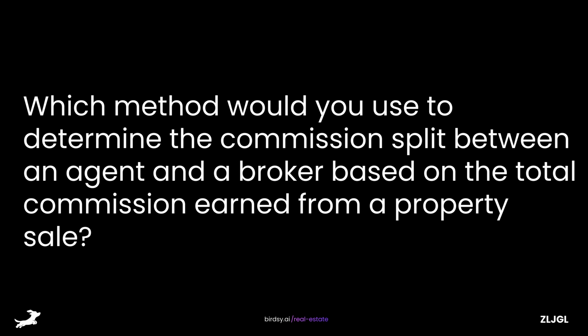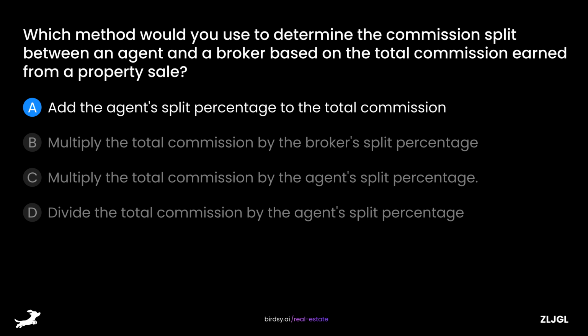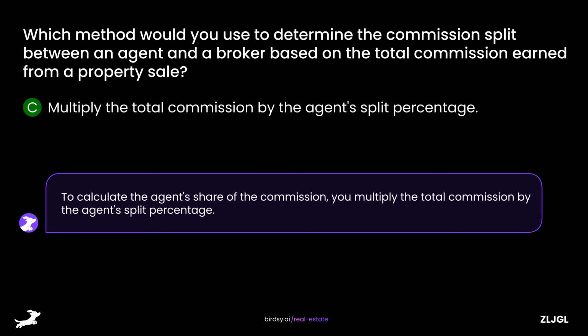Which method would you use to determine the commission split between an agent and a broker based on the total commission earned from a property sale? Is it A, add the agent's split percentage to the total commission? B, multiply the total commission by the broker's split percentage? C, multiply the total commission by the agent's split percentage? Or D, divide the total commission by the agent's split percentage? The answer is C, multiply the total commission by the agent's split percentage. To calculate the agent's share of the commission, you multiply the total commission by the agent's split percentage.